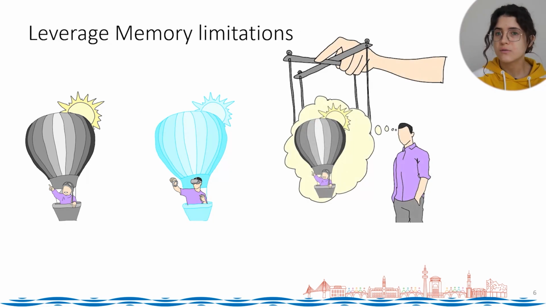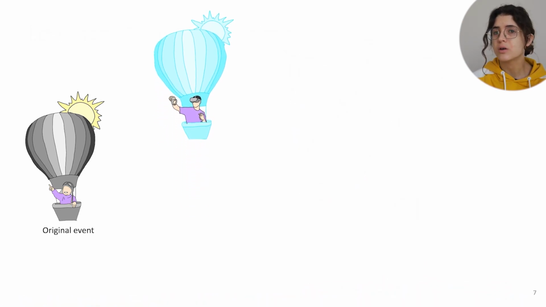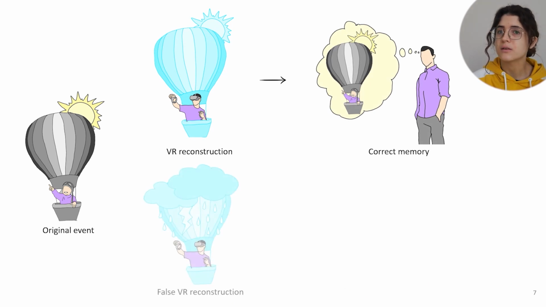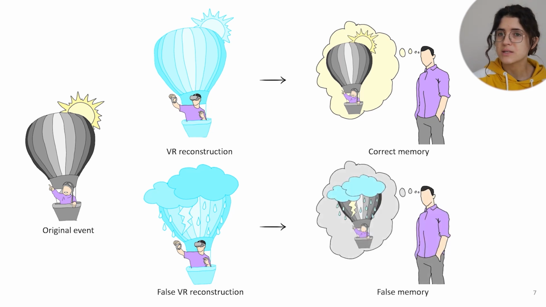But we could also take advantage of memory limitations to manipulate users' memory. For example, reconstructing past events in VR could be used to limit forgetting, but we could also take advantage of the fact that humans' memories can be distorted by creating inaccurate reconstructions of past events to induce false memories.